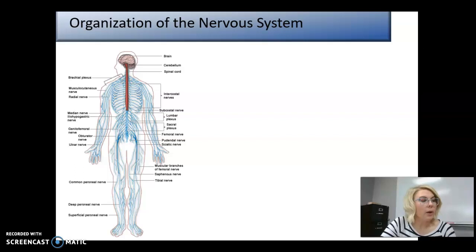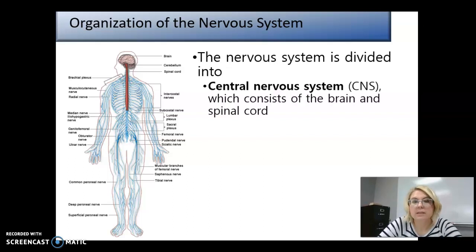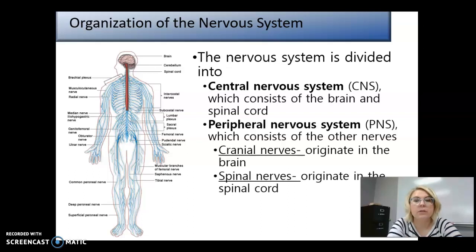All right, so let's open up to our notes and let's talk about what the nervous system is divided into. We have the central nervous system, which consists of the brain and the spinal cord. Then we have the peripheral nervous system, which is made up of different nerves: cranial nerves that originate in the brain, and spinal nerves that originate in the spine.